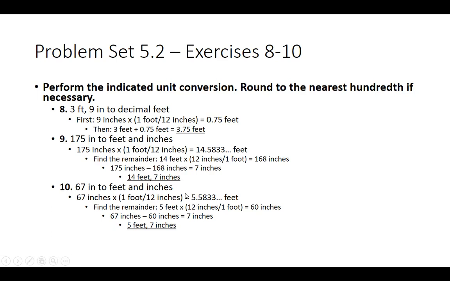We're only interested in the 5-foot part of that. We need to convert the rest to a remainder. So 5 feet is how many inches? 5 feet times 12 inches per foot cancels feet away and leaves us with inches. 5 times 12 divided by 1 is 60. So the 5 feet is 60 inches. We started with 67 inches. 67 inches minus 60 inches leaves us with 7 inches left over. So 5 feet, 7 inches.